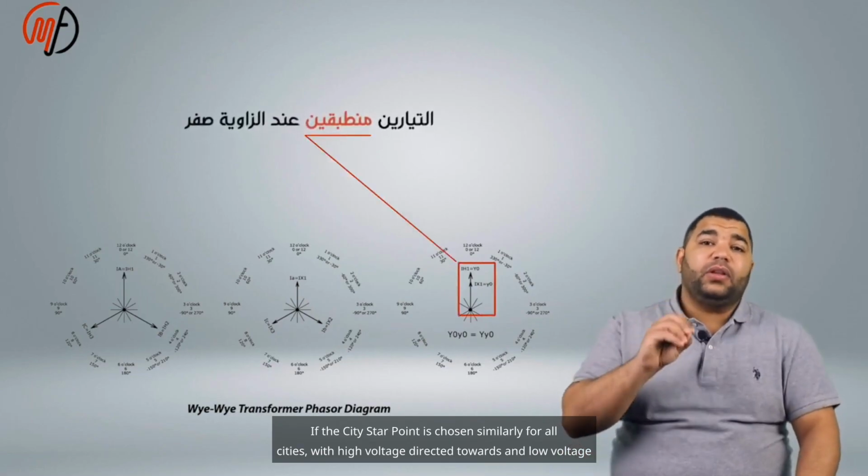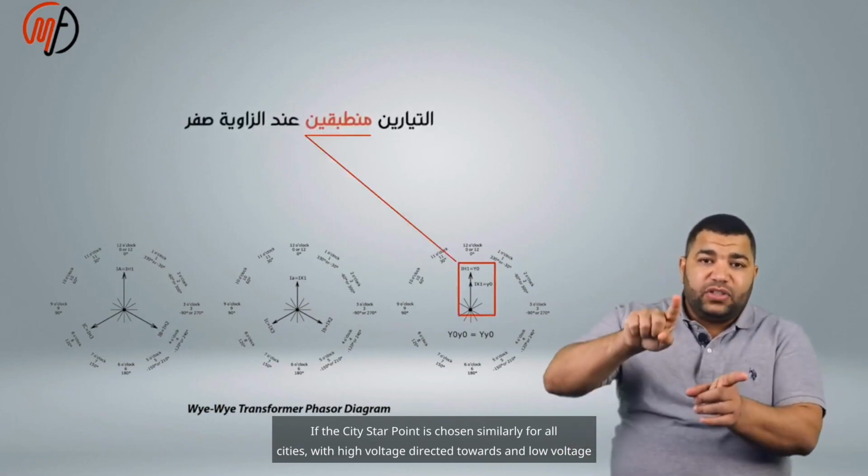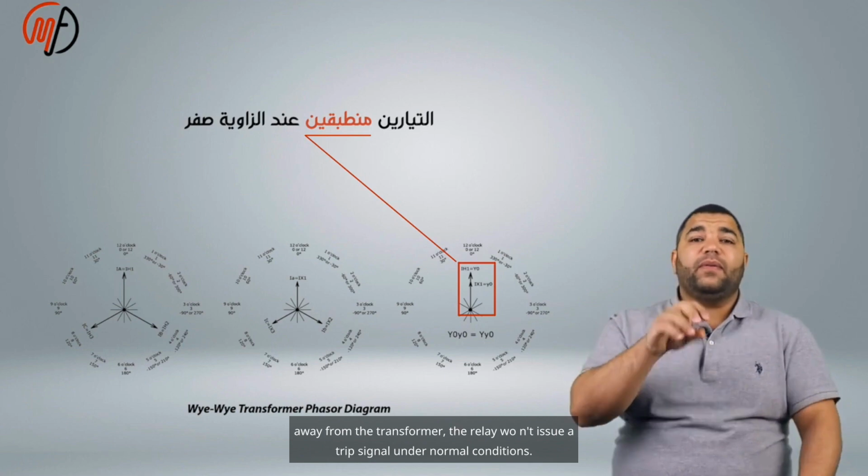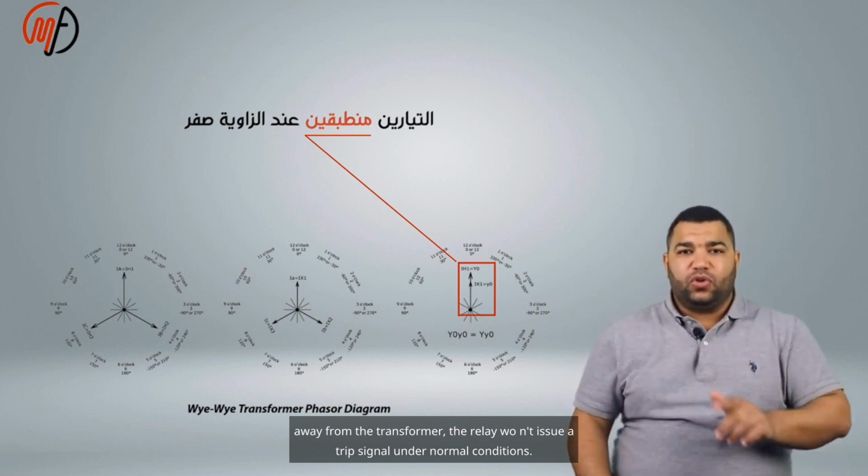If the CT star point is chosen similarly for all CTs, with high voltage directed towards and low voltage directed away from the transformer, the relay won't issue a trip signal under normal conditions.